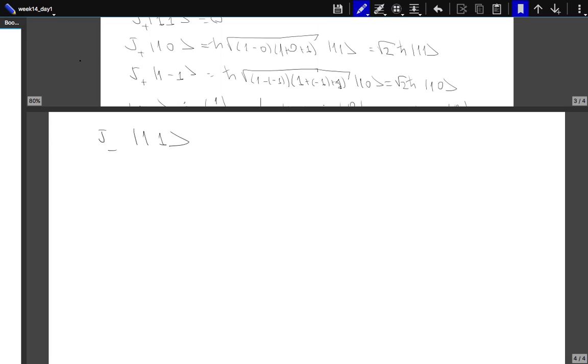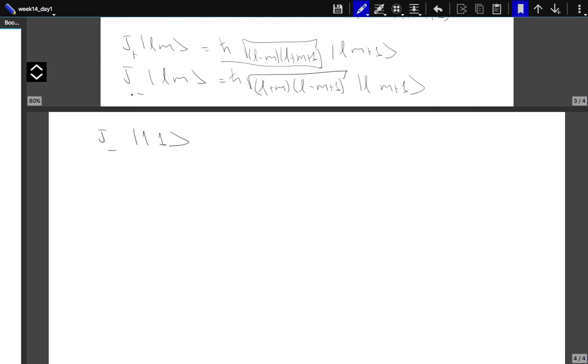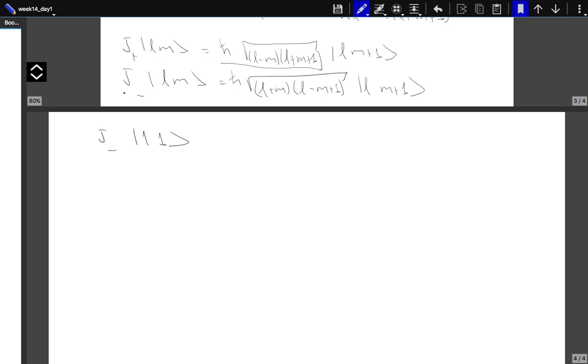Now J minus acting on |1,1⟩. Here are the definitions. This is equal to ħ times the square root of (1+1)(1−1+1), |1,0⟩. This is √2 ħ |1,0⟩.